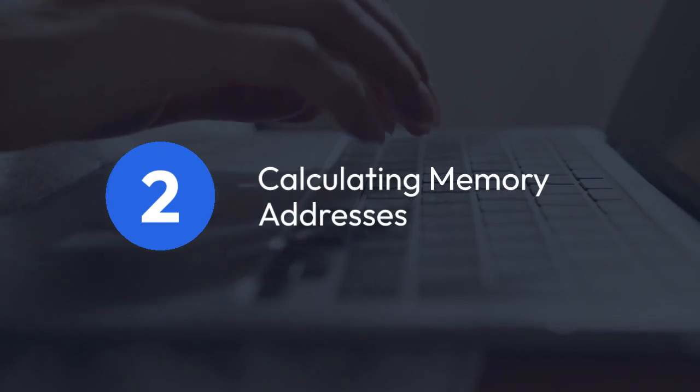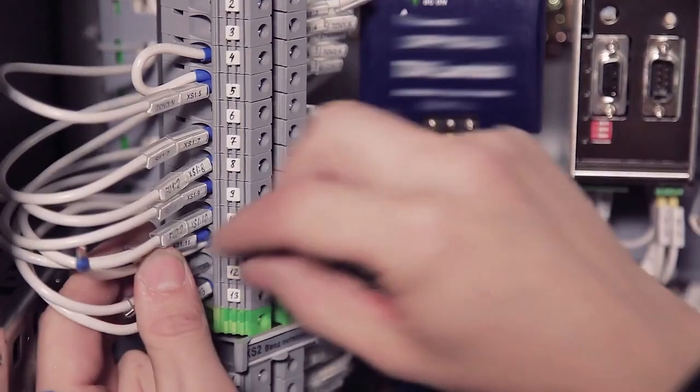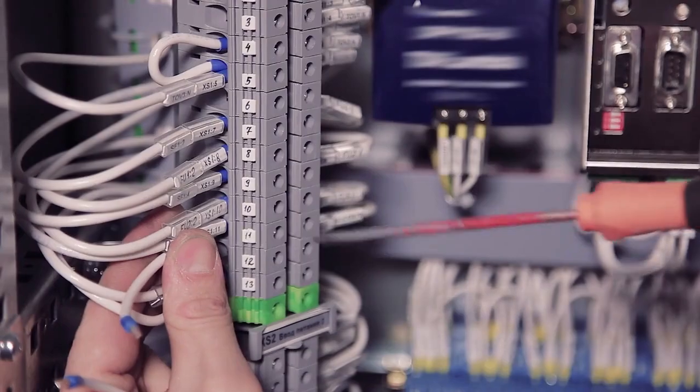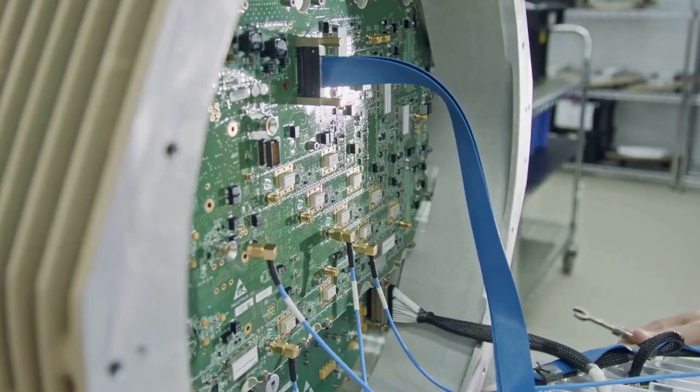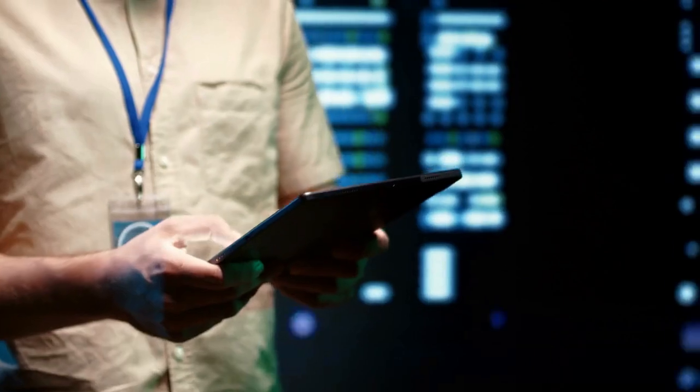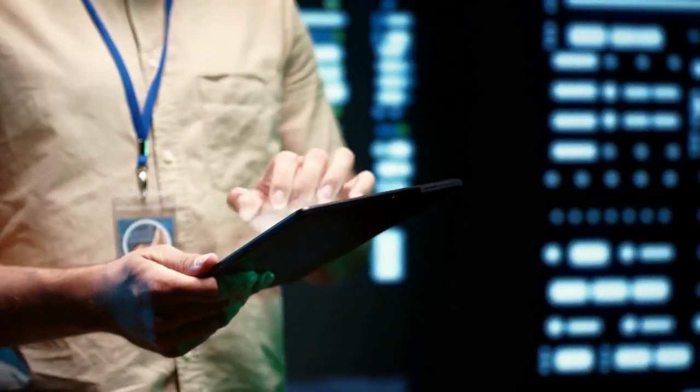2. Calculating memory addresses. Let's say we have a 2D array named myArray with rows and cols columns, where each element is a word, 2 bytes. The base address of the array is stored in a register, let's say bx. To access the element at row i and column j, we use the formula: address = bx + (i * cols + j) * 2.